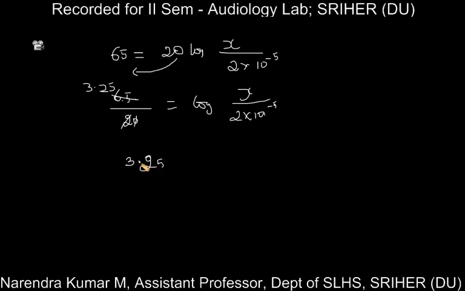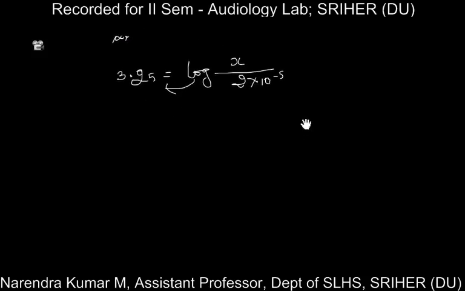If I want to remove the log, I need to take the anti-log on both sides. Hence the equation becomes anti-log of 3.25 equal to X by 2 into 10 to the power minus 5. Anti-log of 3.25 equal to X divided by 2 into 10 to the power minus 5.